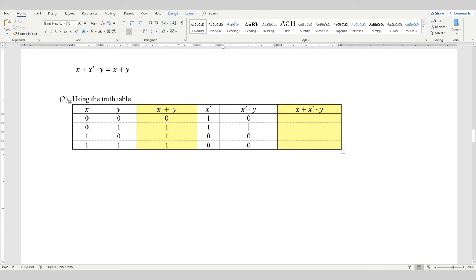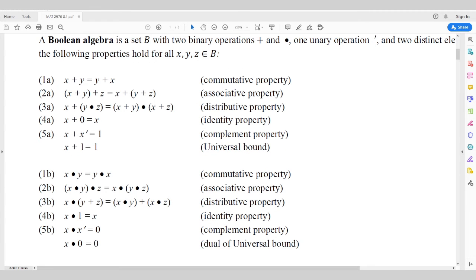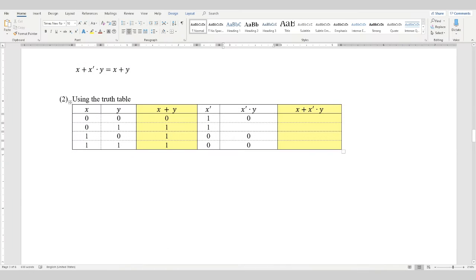These all have zeros. This is 1 times 1, which, just to double check here, anything times 1 is itself, so 1 times 1 would have to be 1. So that would be the column for x complement times y. And then finally on the side here we have x plus x complement times y.